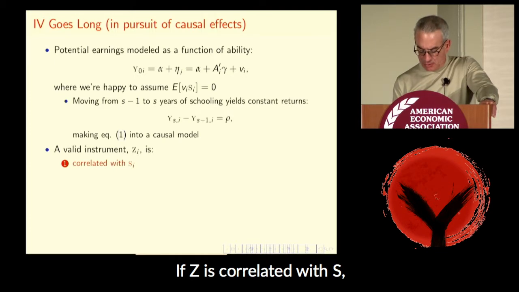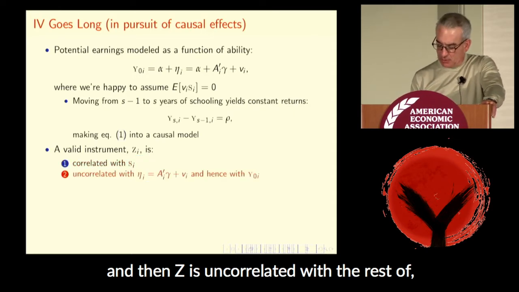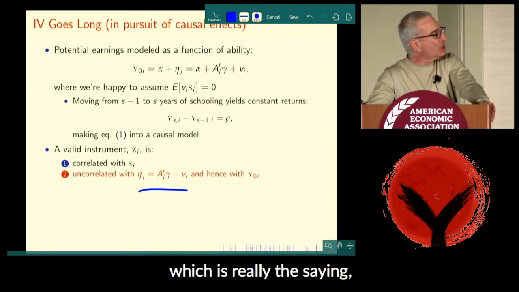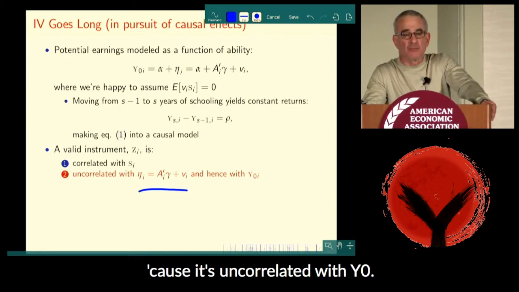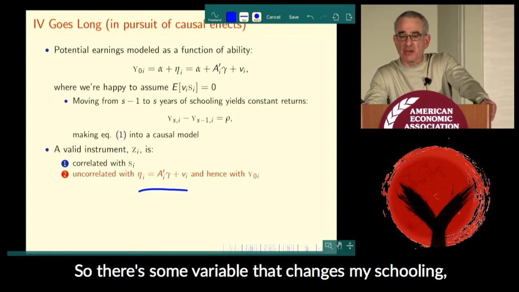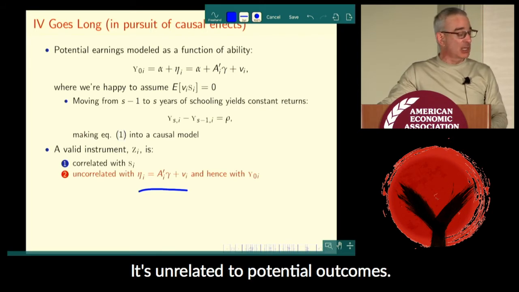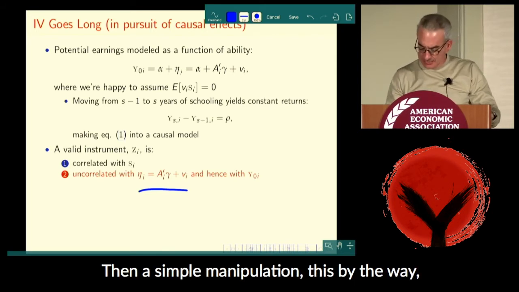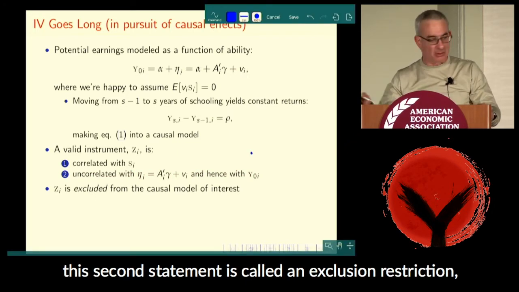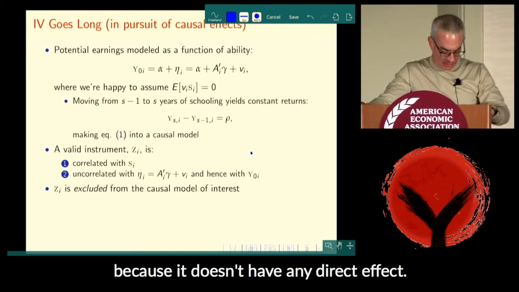Okay, if Z is correlated with S, so that's the first thing that has to be true. And then Z is uncorrelated with eta, which is really saying it's uncorrelated with Y0. So Z affects the thing that I'm interested in, in this case schooling. So there's some variable that changes my schooling, but it's unrelated to my earnings potential. It's unrelated to potential outcomes. By the way, this second statement is called an exclusion restriction. Z is excluded from the causal model of interest because it doesn't have any direct effect.